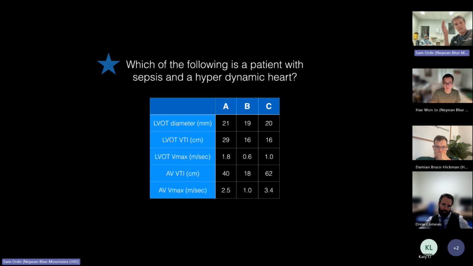So last little bit, Drew, which one of these patients has sepsis and a hyperdynamic heart function?